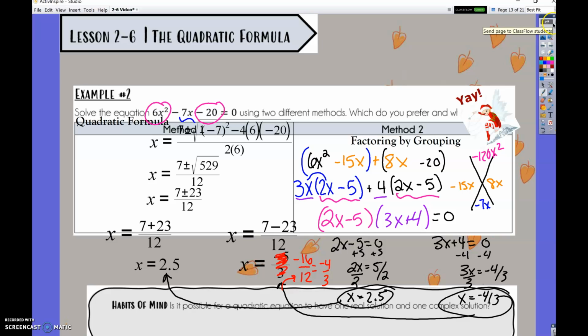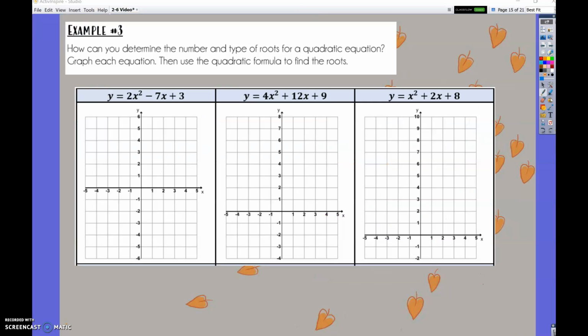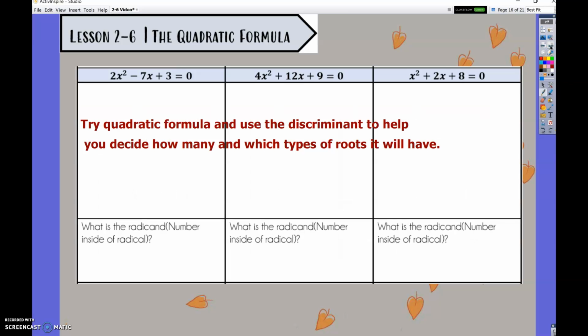There is a try it in the packet. You could go ahead and try that one with both methods. You can see which one you prefer. There's a lot of graphs and some blank tables in there, guys. They're just going to have you graph these with the key features. You could use Desmos if you like, or think about the y-intercept in the vertex form.